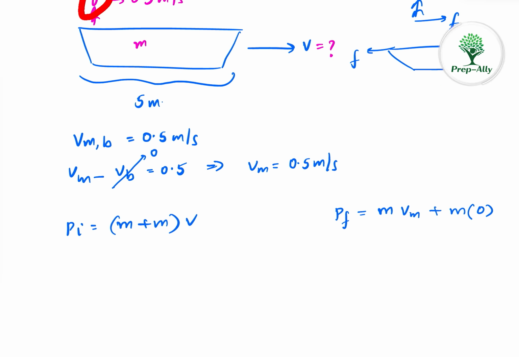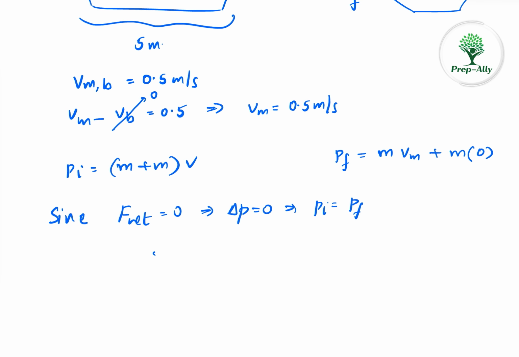Whole system initially moving together with same velocity v. So momentum initially is total mass of man and boat into v. Finally, the boat comes to rest, but the man has this velocity. Since the net external force is 0, change in momentum is 0, that is initial momentum equal to final momentum. Initial momentum is 2m into v. Final momentum is just m into vm, which is 0.5. This thing gets cancelled. We are left with v equal to 0.5 by 2.